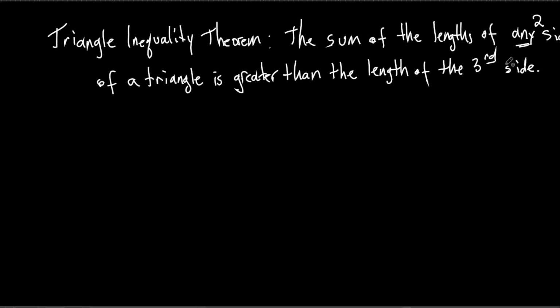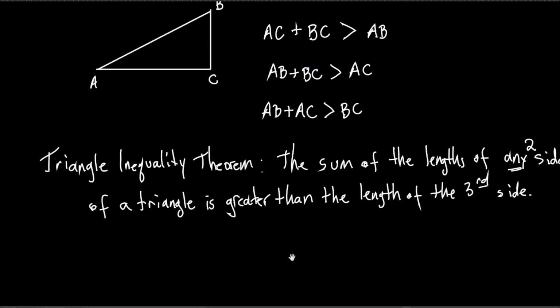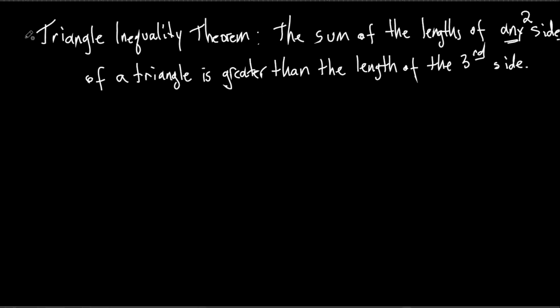You can take any two sides of a triangle. If I add them up, it's always going to be bigger than that third side. All right, we just kind of talked about it right here. We demonstrated it, but this is what the actual theorem says. And that's pretty important because we're going to do things a little bit later that have to do with this theorem right there. All right?